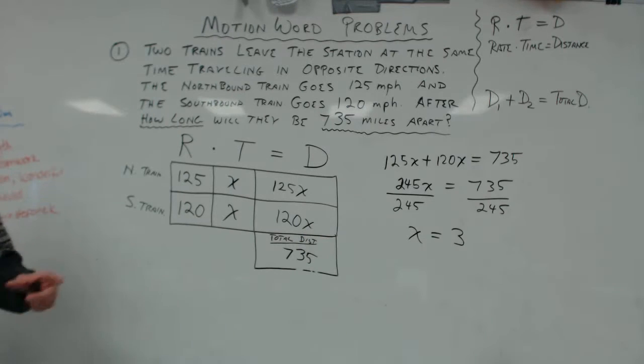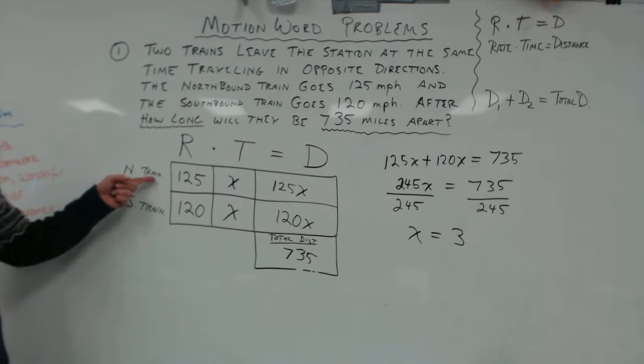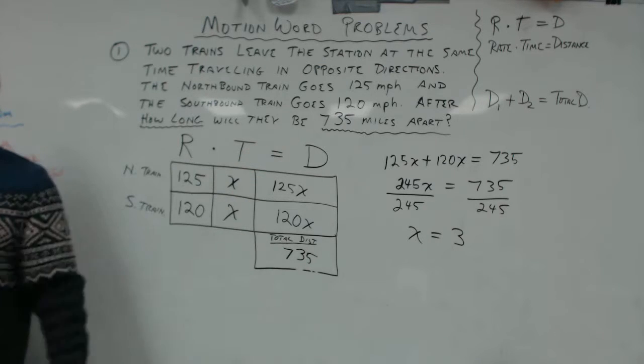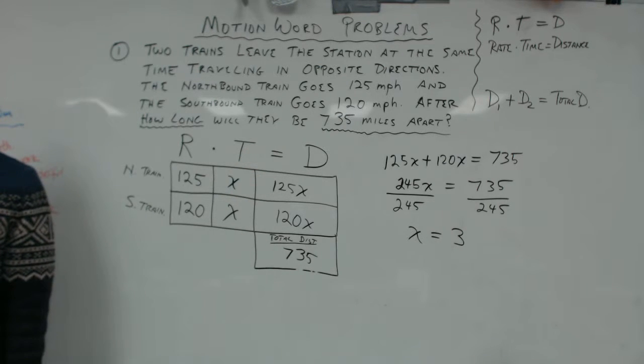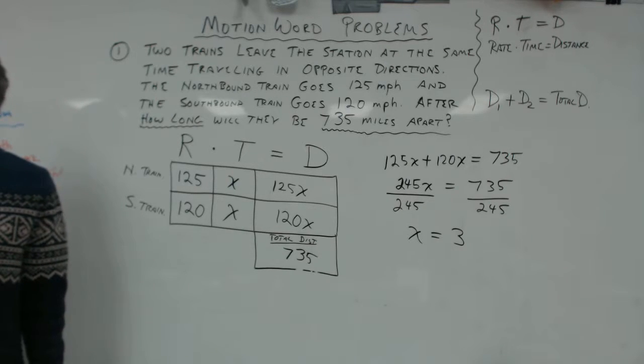So in 3 hours, the two trains will be 735 miles apart. Does that make sense? No. Yes, it does. That last part doesn't make sense. Okay, which part? You got x, nothing.